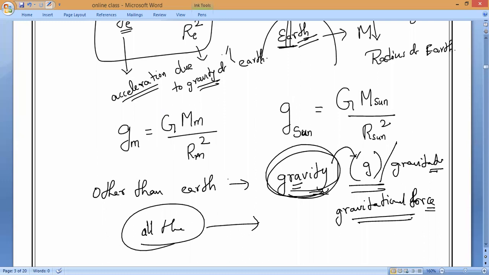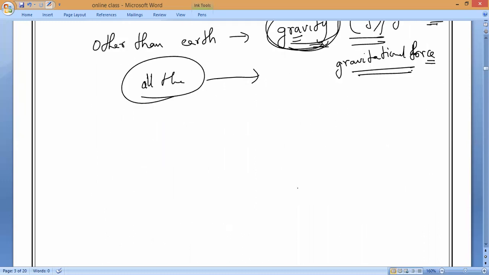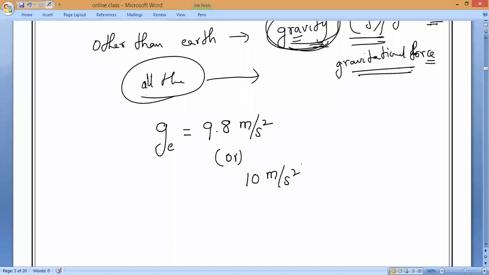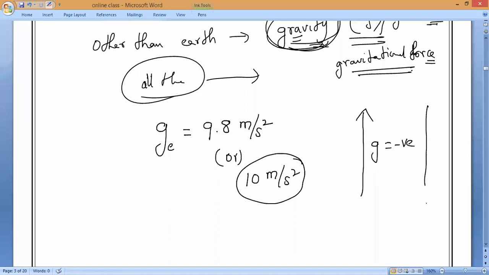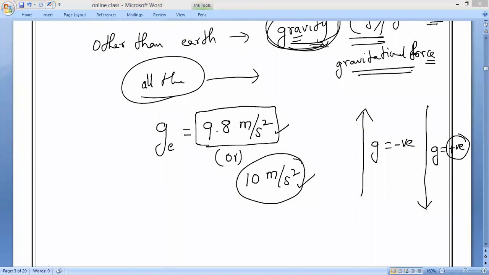Now, what is the Earth's acceleration due to gravity? We all know that value already. Not the formula, I am asking the value. 9.8 meter per second square, or rounding off, 10 meter per second square, which we use in numericals. For throwing up, we consider g as negative. For coming down, g is positive. For Earth, that value is 9.8 meter per second square or 10 meter per second square. So now join back the second meeting. We are going to derive that value and see what the gravitational force is for other planets.